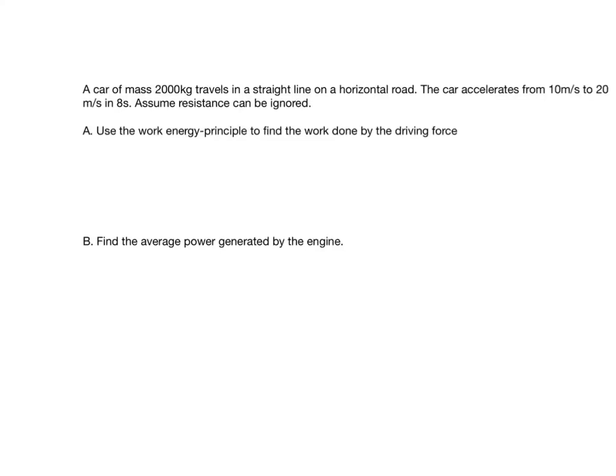In this video, we are going to have a look at some examples at calculating average power using work done. So this first example, we have a car of 2,000 kilograms travelling on a straight horizontal road, and we're told it accelerates from 10 metres per second to 20 metres per second in 8 seconds. Part A wants us to find the work done by the driving force.